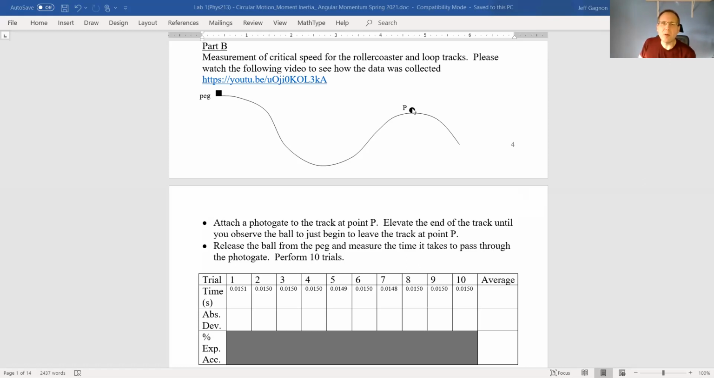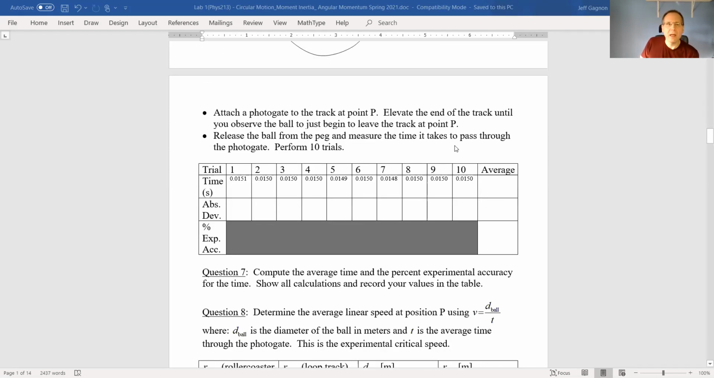So in this first table, what I did was collect the time it took the ball, think of it as the diameter of that steel ball, to pass through the photo gate at point P. I did 10 trials, and these are the 10 times I got. Question 7: I want you to compute the average time it took the ball to pass through the photo gate. Make sure you round to 4 decimal places. And then also compute the percent experimental accuracy for that time.